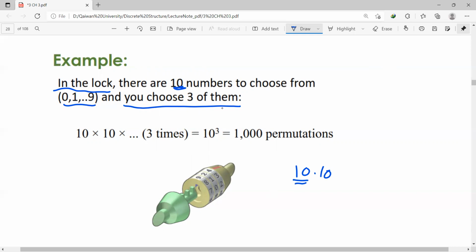We choose the first one out of 10 numbers, and we choose the second one. It's possible to choose the same number again, so we choose the second one from 10, and the third one from 10, which is 10 to the power 3, which is 1,000. That means we have 1,000 permutations if we choose 3 from 10.